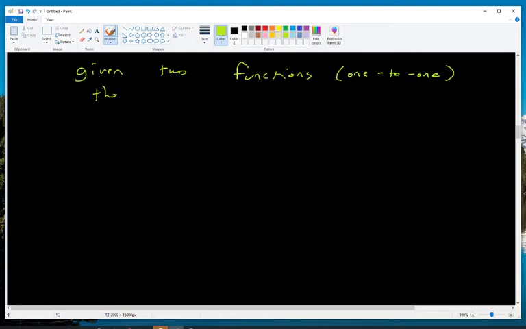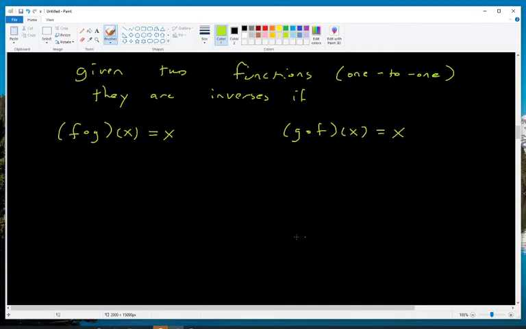they are inverses if f composed with g of x equals x and g composed with f of x equals x. So if you apply the first function and then the second function, the first function will send x to g of x, the second function will send g of x back to x, and then it has to happen in the reverse order also. F will send x to f of x, and then g sends it back to x. So we basically want to just check these two things.